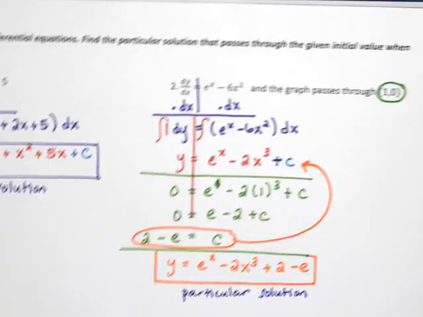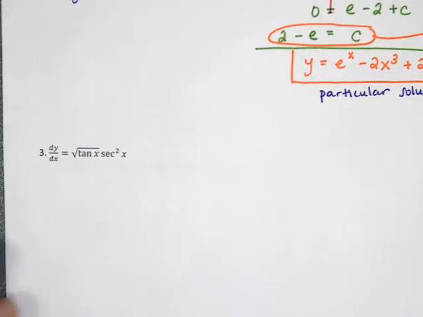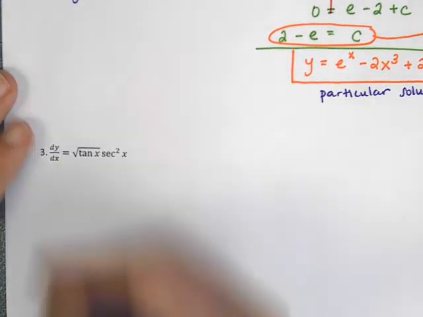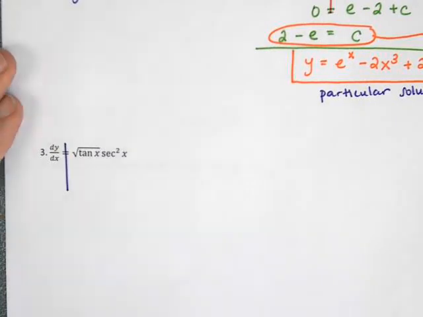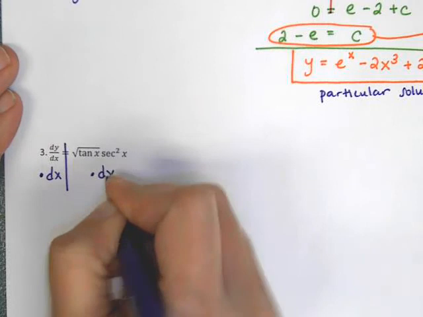Let's go ahead and look at the next problem. So the next problem is a little bit more complicated. We're lucky that it's still only got x's on the right-hand side of the equal sign, but we still need to get the x's all on one side and the y's on the other side. So we're going to multiply by dx on both sides.